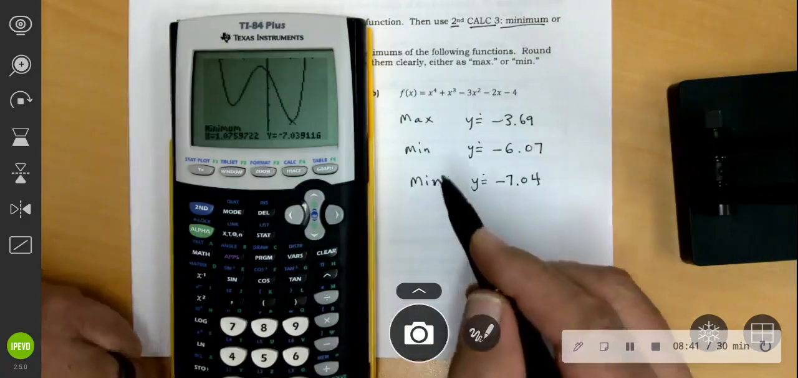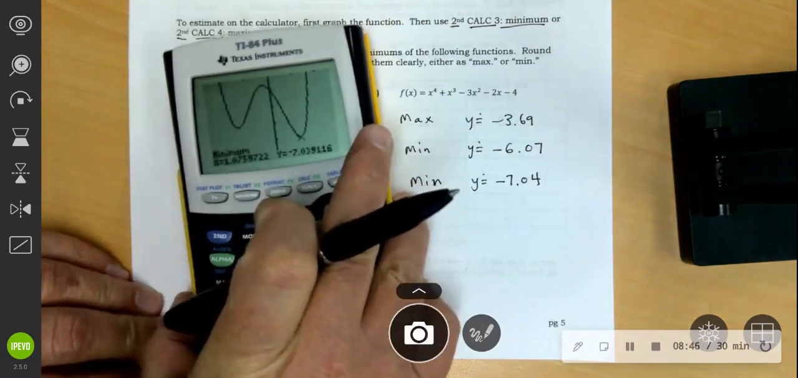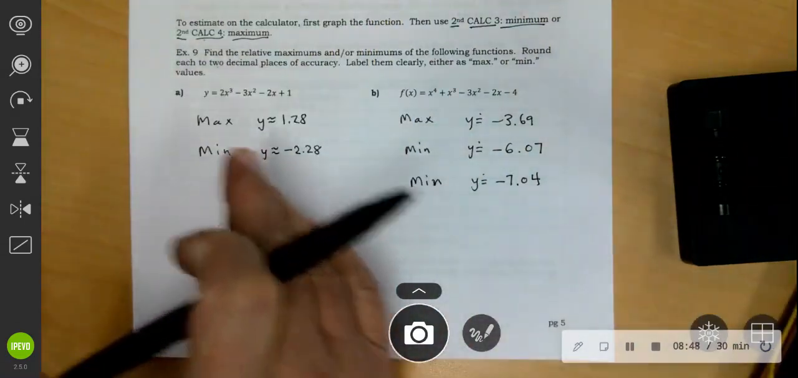Okay, that does it for this installation, and I hope this video helps you find maximums and minimums on the calculator.